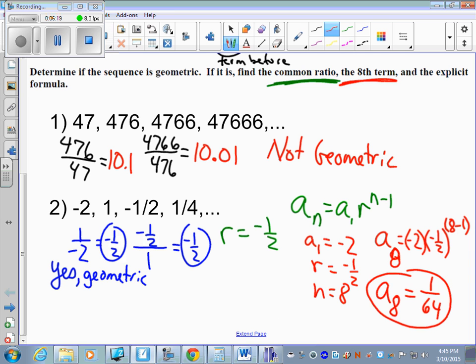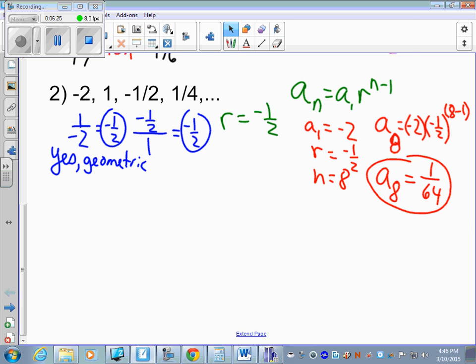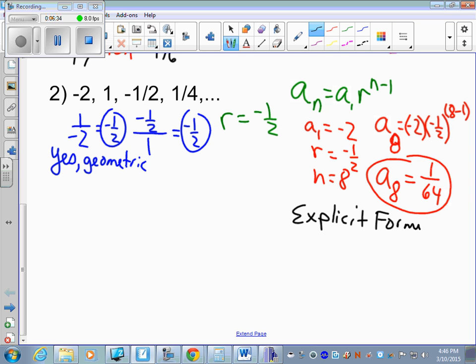Okay, the explicit formula is the last thing we need to do here. The explicit formula is already used in finding the eighth term. All you need to do, just like arithmetic, is write a general formula to represent the sequence of numbers. Put in the first term, put in the common ratio, and we just leave it as n. That's the explicit formula. This is the formula that represents the sequence of numbers -2, 1, -1/2, 1/4, and so on. Moving on.